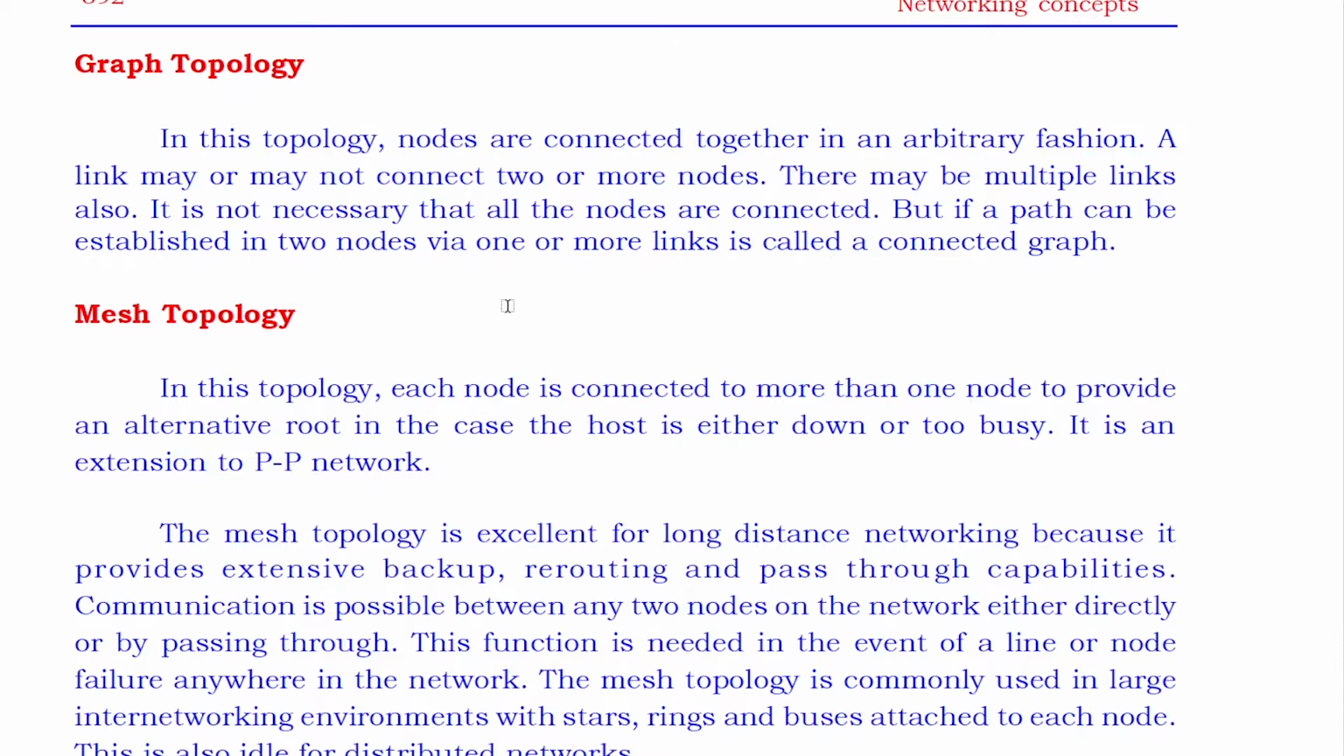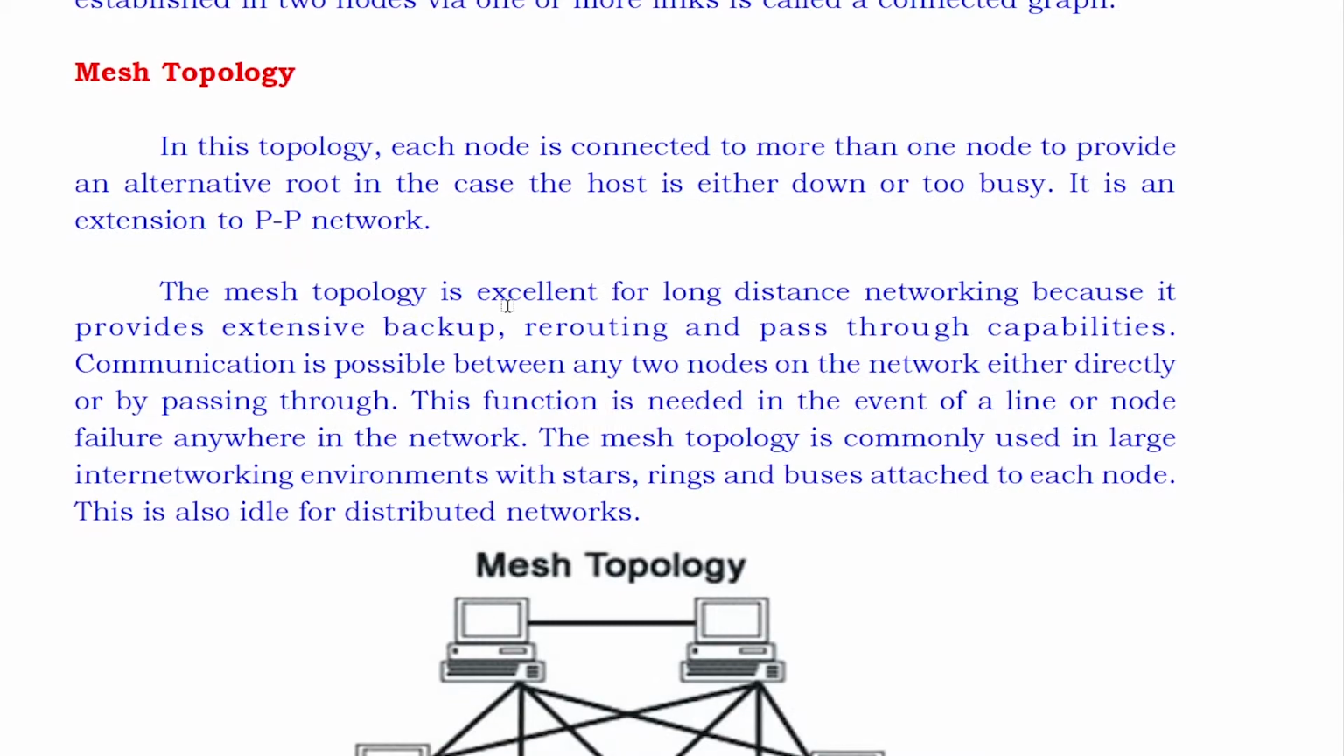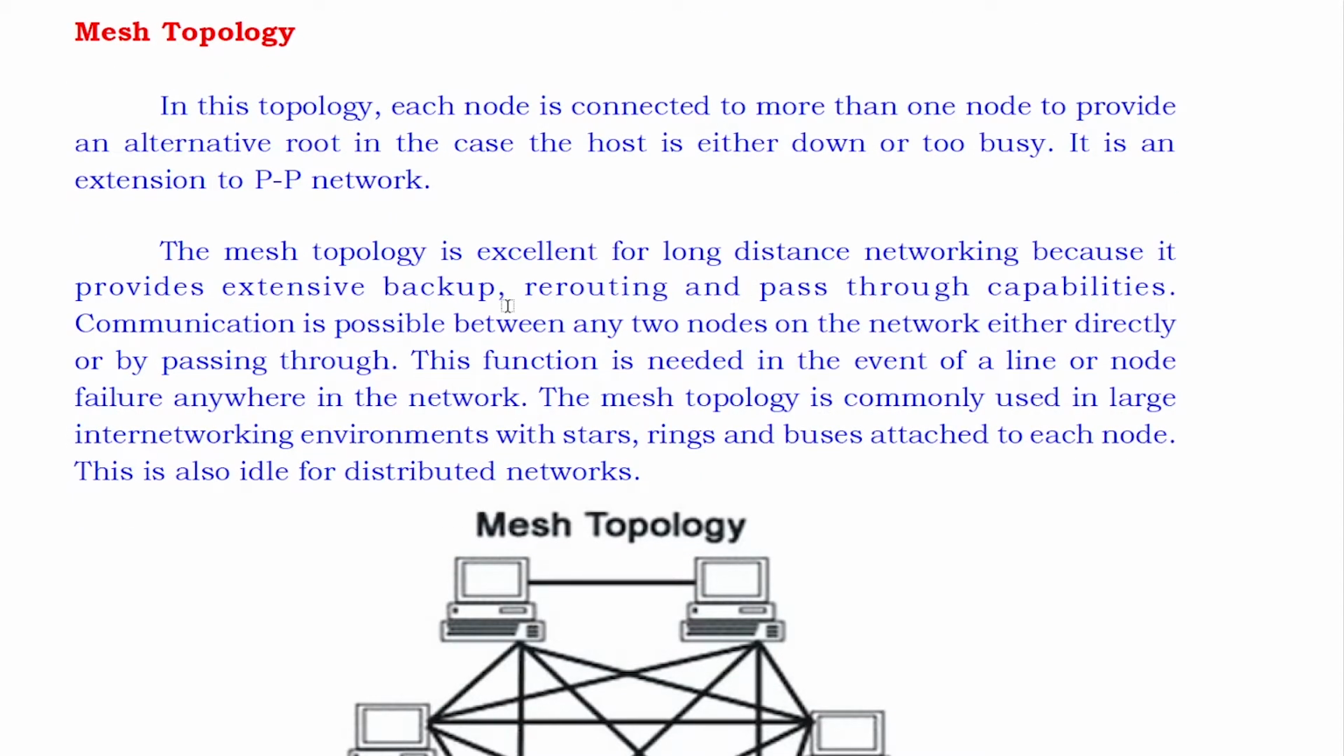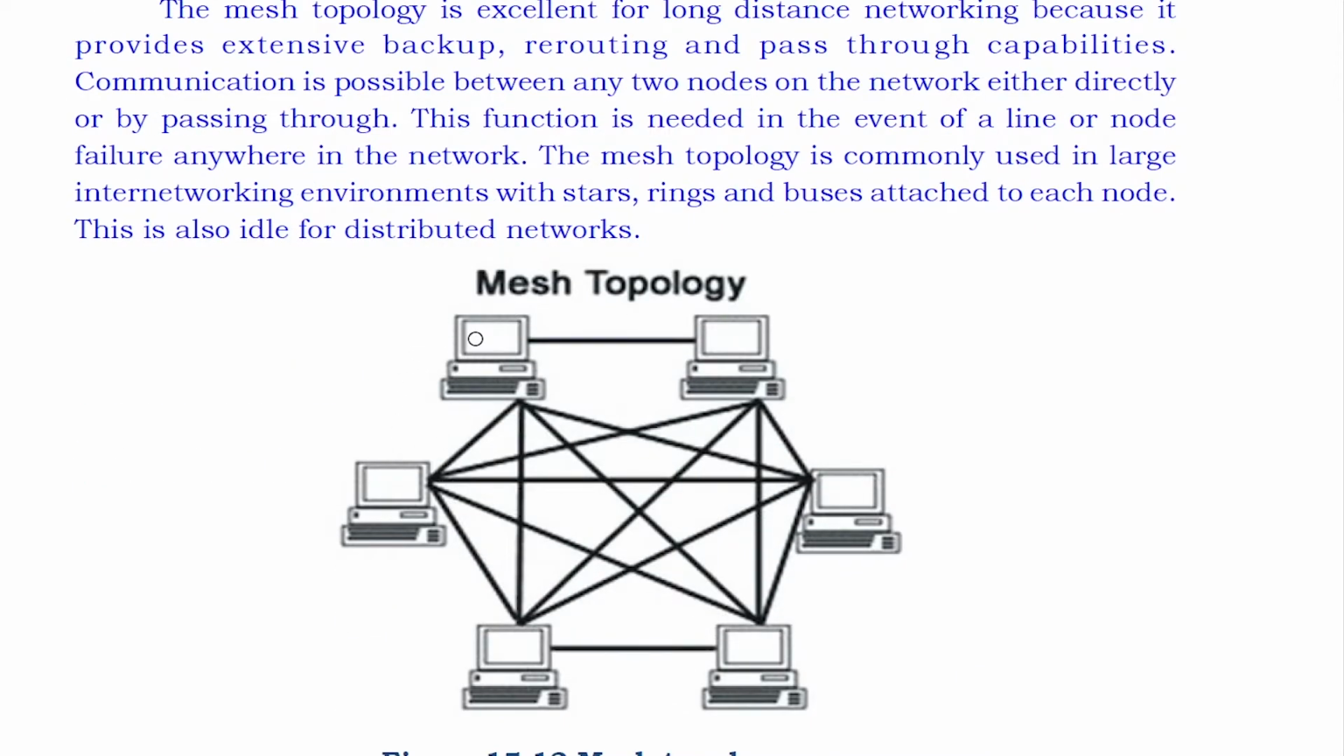But practically, this type of topology is not used, and mesh topology is also not used. In the mesh topology, each node is connected to more than one node to provide an alternative route in case a host is down or too busy. It is an extension of a peer-to-peer network. All computers in the network are connected to all other computers. You can see this is connected to this, and this also connected to this.